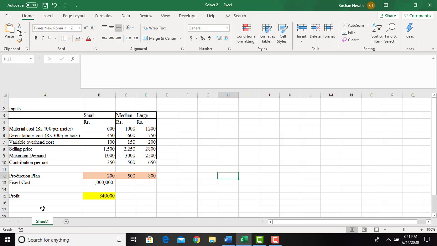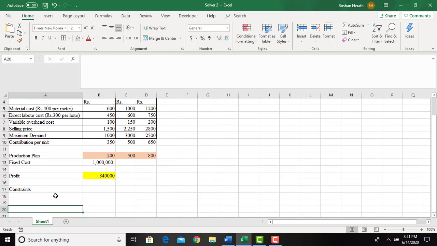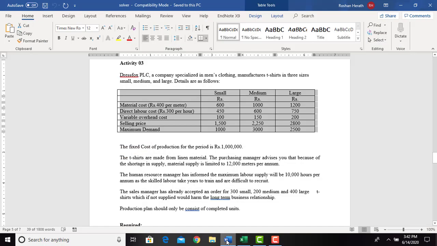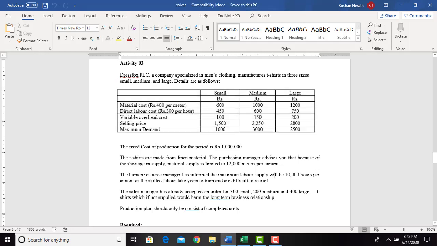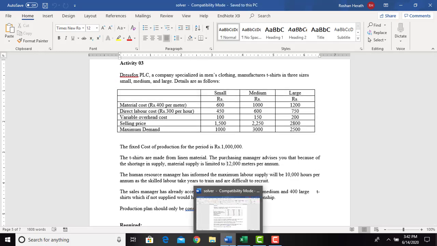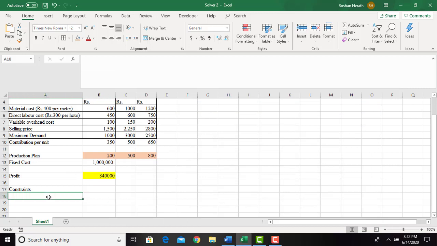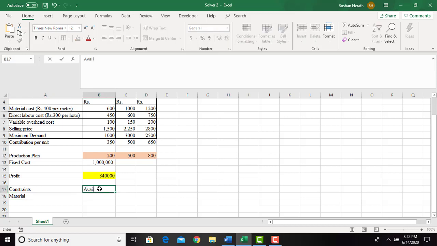Okay. Now it's time to figure out some of the constraints. Constraints must be there. When it comes to these constraints, as per the question, there is one constraint on materials. There would be material availability. As far as materials is concerned, what is the availability? Availability should be 12,000 meters per annum, no? 12,000 meters.